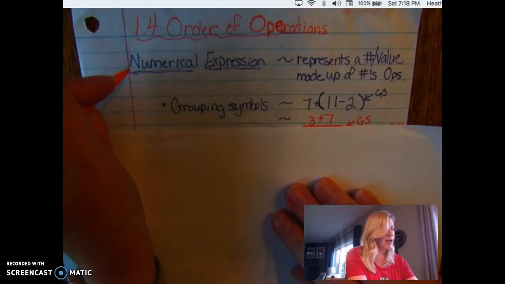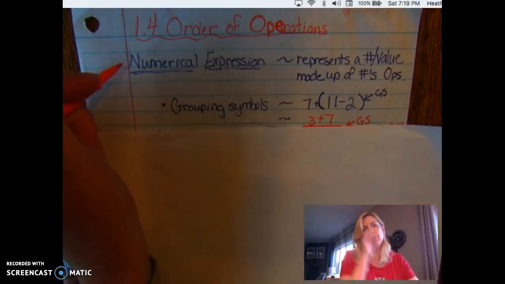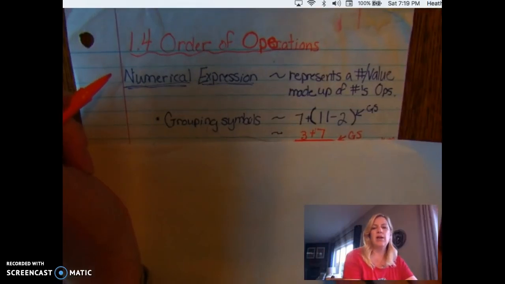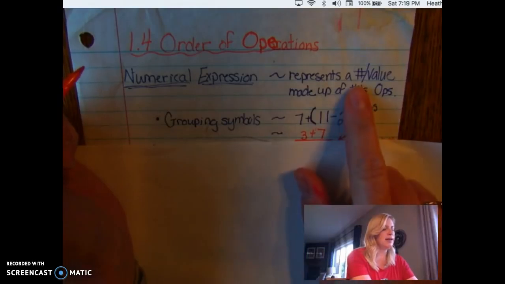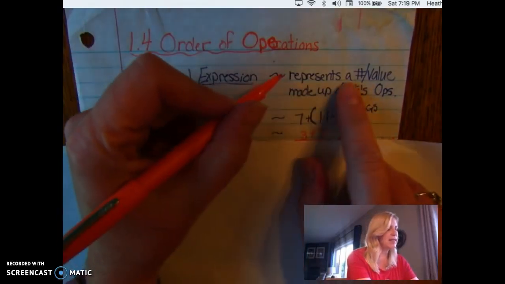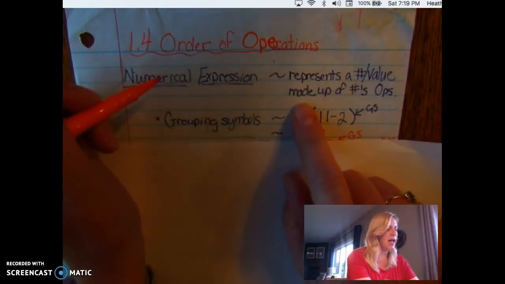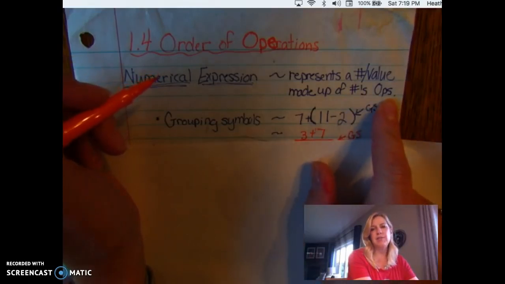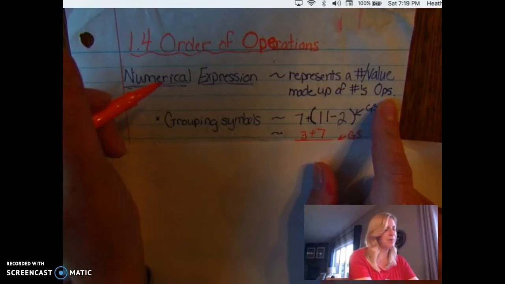So first of all, we're going to talk about numerical expressions. And numerical expressions sounds like a big, scary vocabulary word, but all it is, and this is my abbreviation for a number symbol, so it represents a number or a value, and it's made up of both numbers and operations. Ops is what I call it.